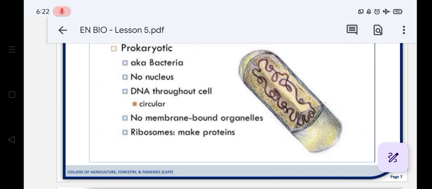And then, the ribosomes are present. They do have ribosomes, which are tiny structures that make proteins. These ribosomes are like mini factories inside the cells. They build proteins that the cell needs to survive. So prokaryotic cells may look simple, but they are very important. They include bacteria, which can be harmful, but also helpful. For example, some bacteria help us digest food, like lactobacillus, and the lactobacillus strains or probiotic strains that are found in Yakult, right?